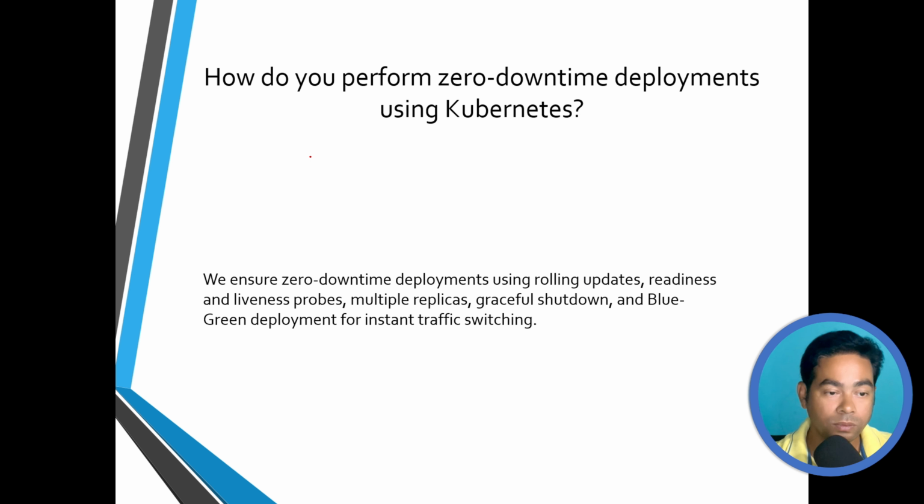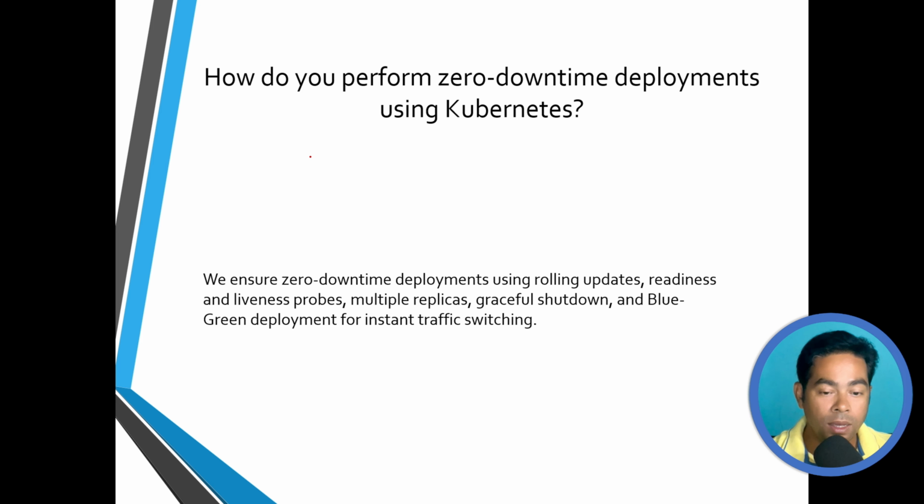Now, how do you perform zero downtime deployments using Kubernetes? It is a very good question. You have to know it. Whenever you are doing a deployment, how will you ensure that your deployment runs in parallel at the same time, so your application never goes down and the customer does not feel any slowness?